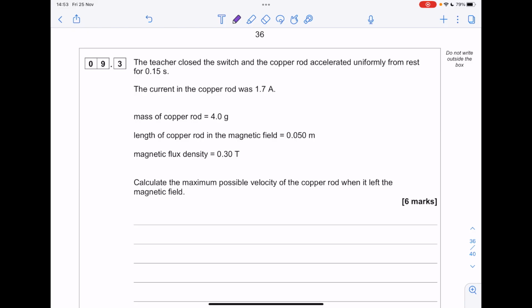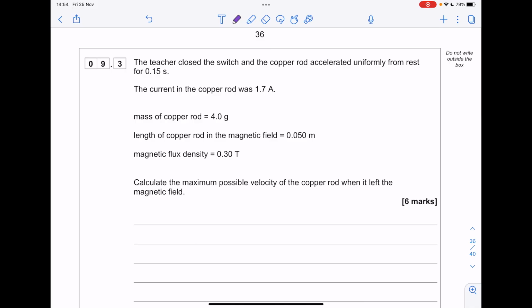The teacher closed the switch and the copper rod accelerated uniformly from rest for 0.15 seconds. The current in the copper rod was 1.7 amps. The mass of the copper rod was 4 grams. The length of copper rod in the magnetic field was 0.05 meters. The magnetic flux density was 0.3 teslas. Calculate the maximum possible velocity of the copper rod when it's left in the magnetic field.